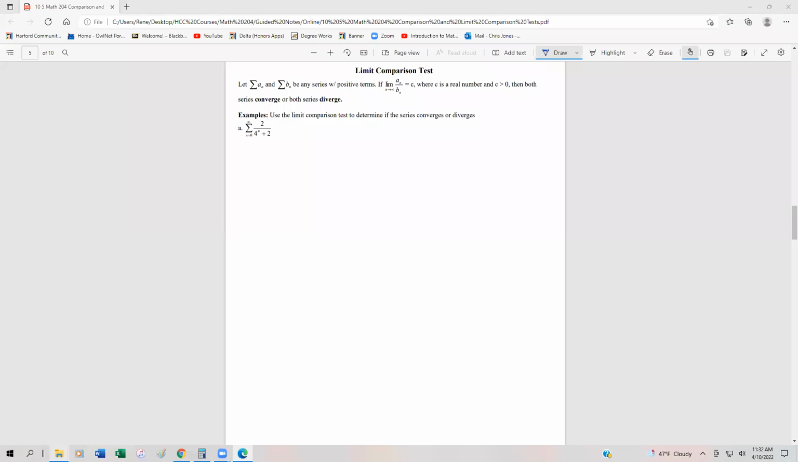We've seen the general comparison test, and one of the issues with the general comparison test is that sometimes the terms in the sequence don't necessarily follow the descending comparison, where a sub n is less than b sub n or b sub n is less than a sub n. But we still know that the behavior of the series b sub n is either convergent or divergent. So if that happens, then the general comparison test is inconclusive, but we can use this limit comparison test.